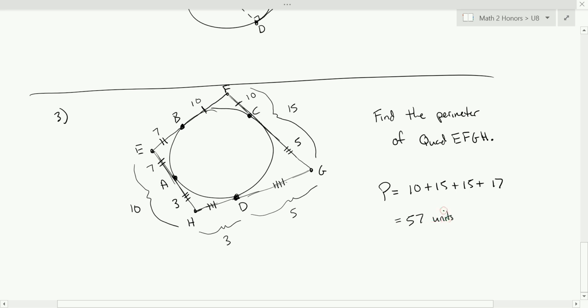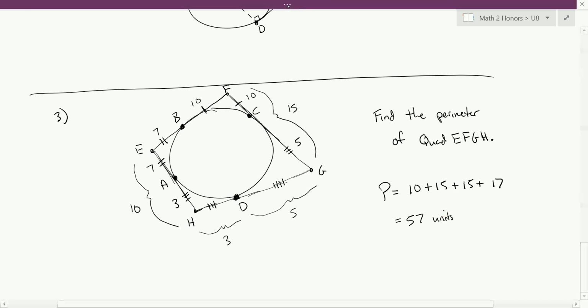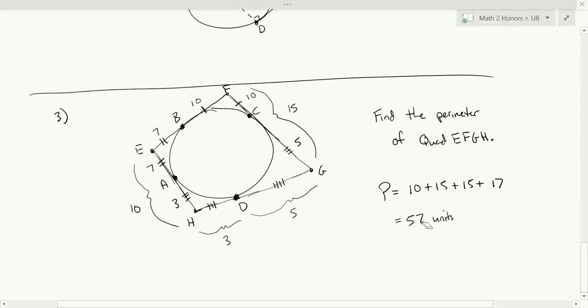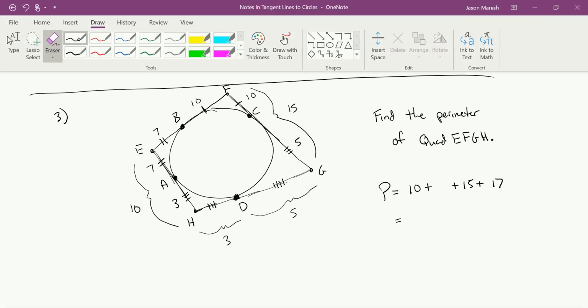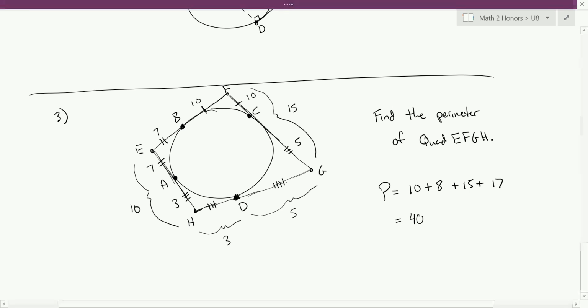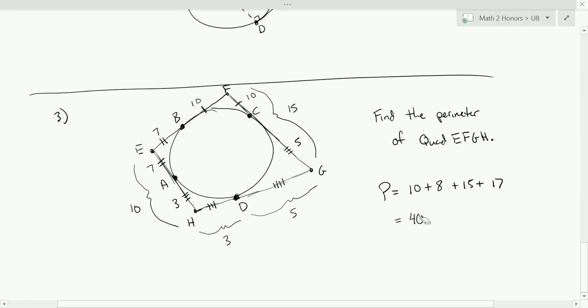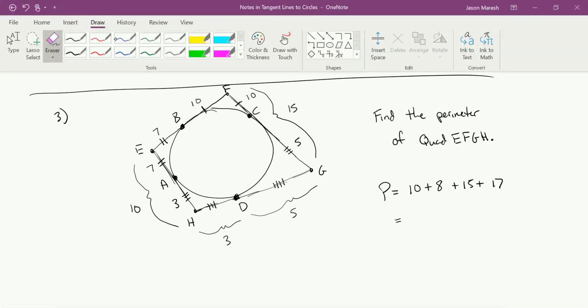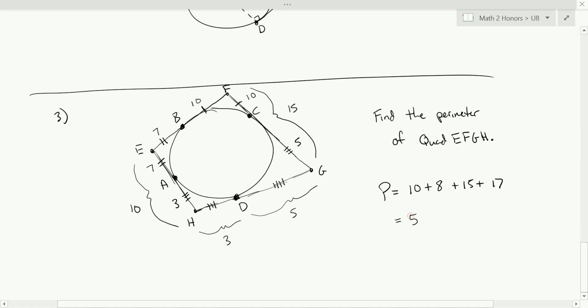Oh, I'm sorry, I messed up. Should be an 8, not a 15. So let's try that again. So we got 40, 50. All right, last mistake here. All right, 50 units, right? You're thinking right? Yeah. Okay, and that's the last problem.